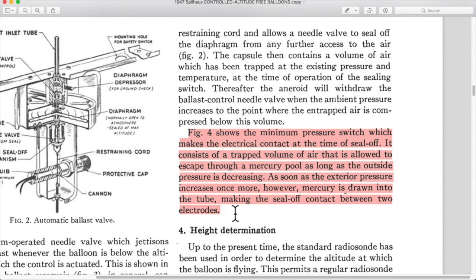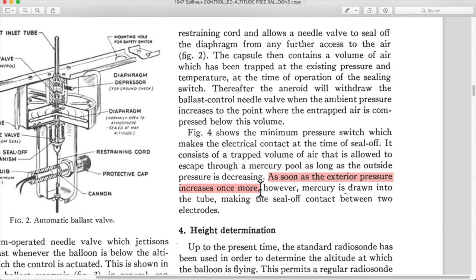And it keeps doing this, bubbling as the balloon is rising, as the air pressure inside needs to escape as it gets higher than the outside air, until the balloon reaches its max altitude. And what they say here, as soon as the exterior pressure increases once more. That's a very confusing reference here. What they mean is, this air is bubbling out through the mercury as the balloon is rising. And when the balloon stops climbing, the air pressure is not changing outside. So the air pressure inside doesn't need to escape.